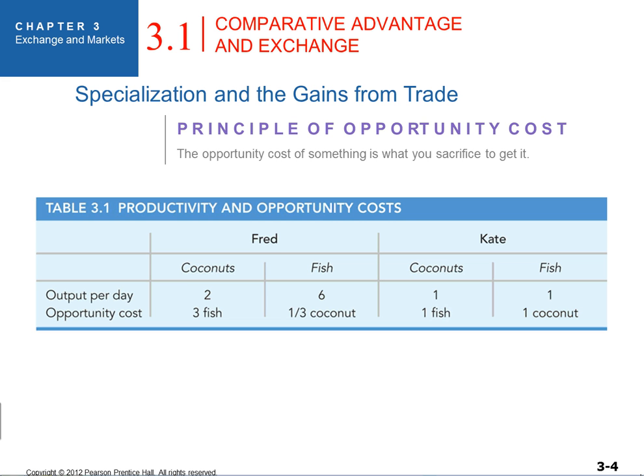So let's start. We're going to simplify this. Fred and Kate both produce coconuts and fish. And Fred, in a whole day's work day, he can harvest 2 coconuts or catch 6 fish. In a whole day's work day, Kate could harvest 1 coconut or catch 1 fish. Now, let's look at opportunity cost and see how this relates.